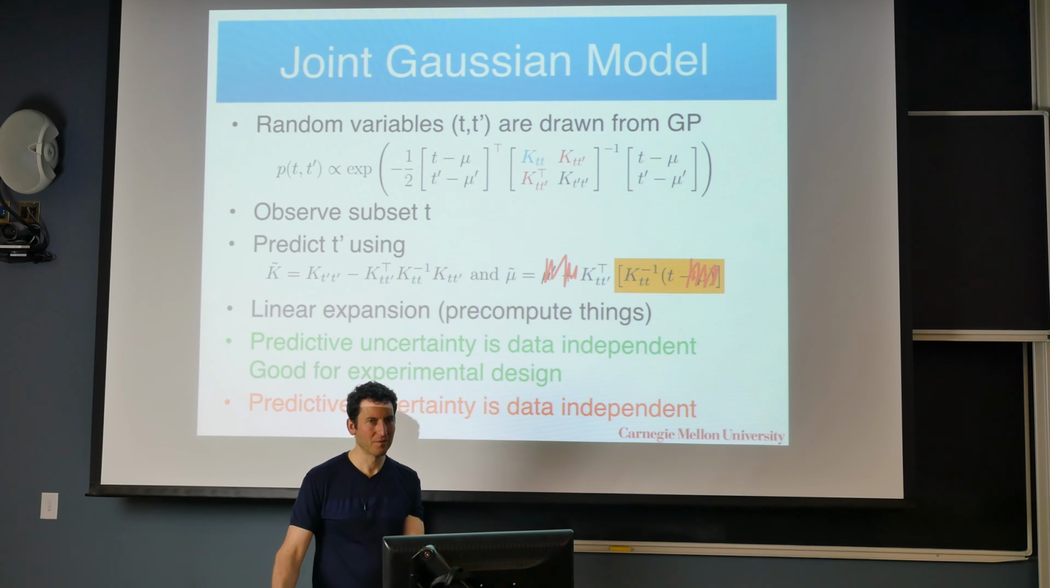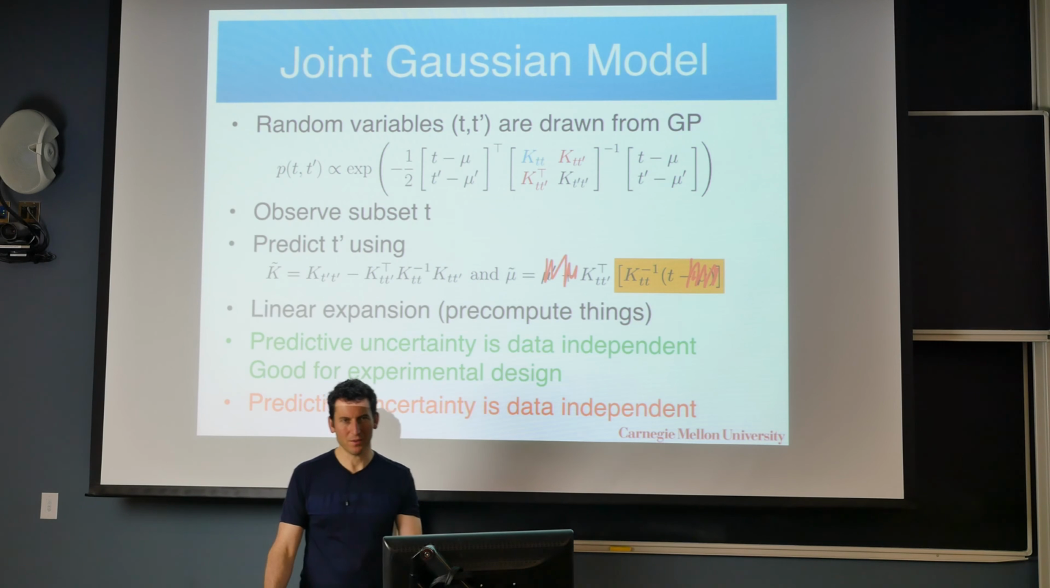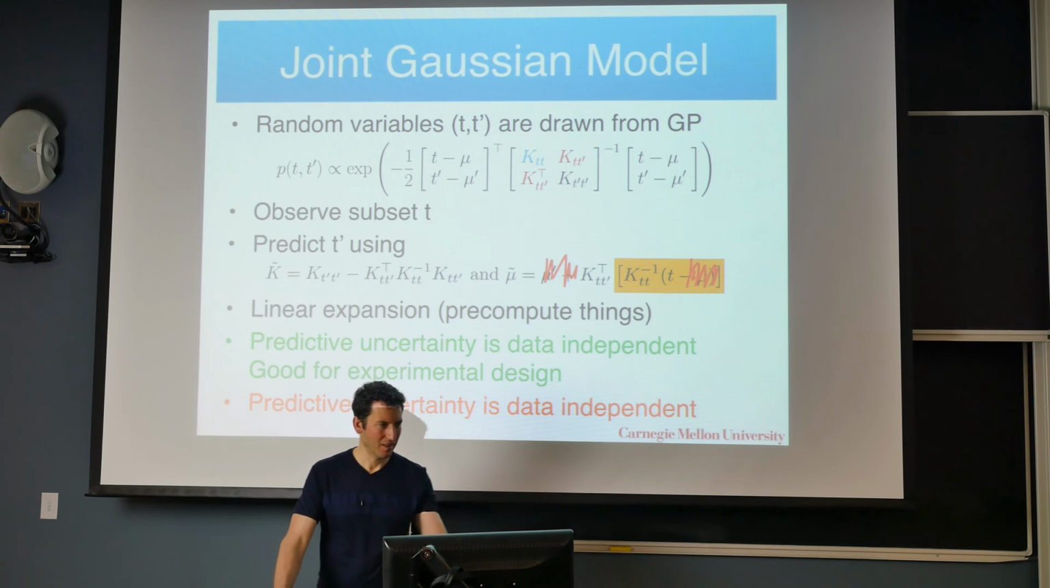The good thing is the predictive uncertainty is really independent of t. This is really nice for experimental design because what you can now do is place your measurements in such a way that the aggregate predictive uncertainty is fairly small for a lot of locations. The bad thing is the predictive uncertainty is data independent. In other words, the model doesn't care how well it actually fits the data in coming up with an estimate of how well it'll fit future data.